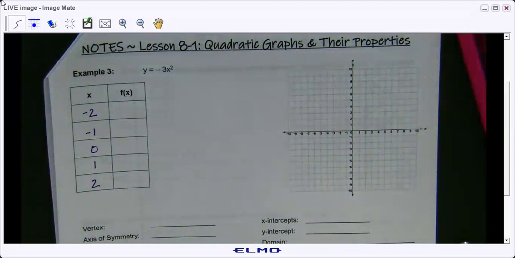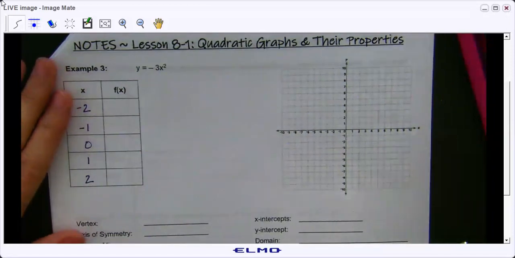Now, we did this at the very beginning of the year with linear functions. We created a table of values. We plugged it into the equation. We solved the equation for y, and then we graphed our line. This is no different. This is just a parabola instead of a line. So let's go ahead and do our work over here.